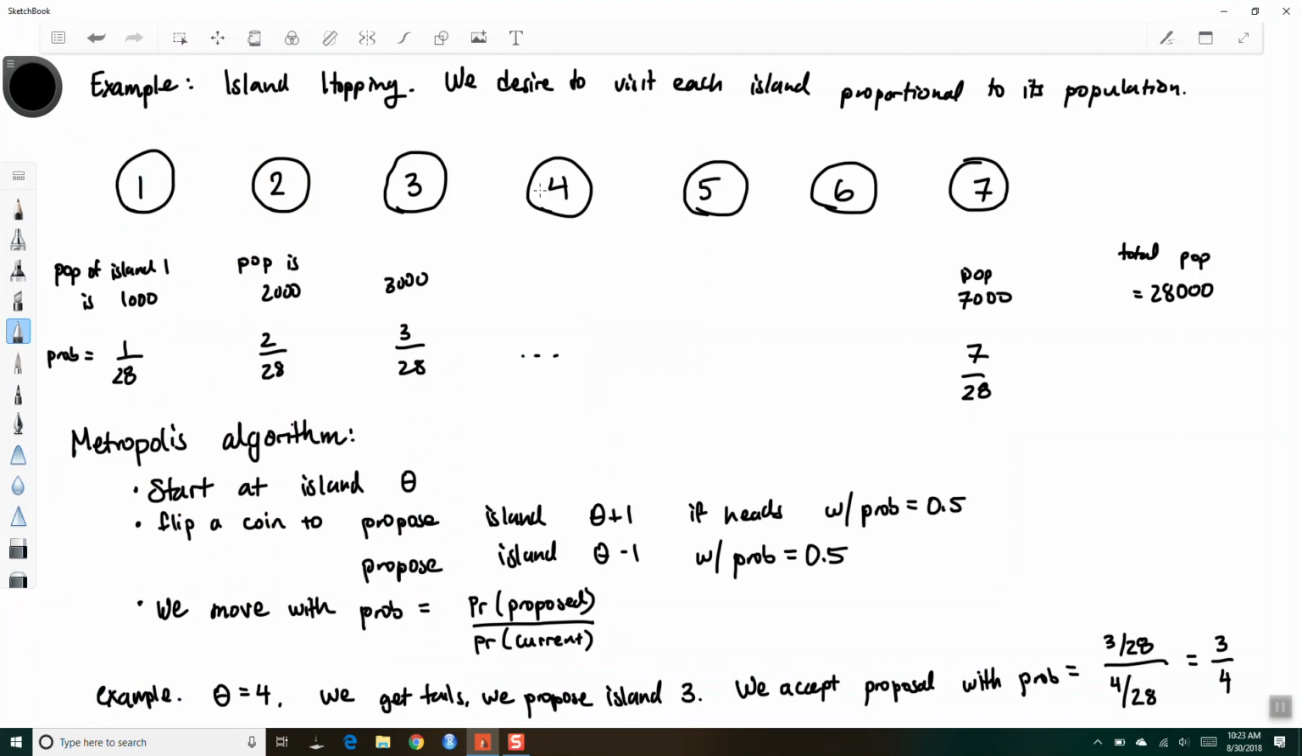On the other hand, let's say we're at island 4 and we propose island 5. What's the probability that we move? 1. We will go with probability 1 because the probability of the proposed island is higher than the probability of the current island. So that will give us a ratio greater than 1. So obviously you can't go with probability greater than 1. You just go with probability 1. Okay.